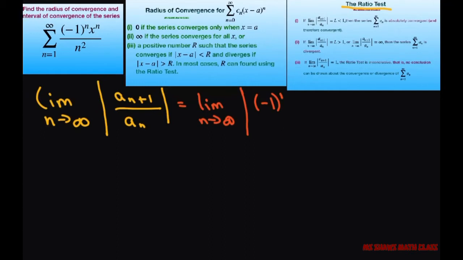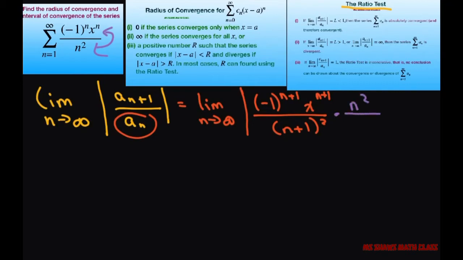So we're going to have n plus 1 times x to the power of n plus 1 divided by n plus 1 squared. Then we're going to divide by a sub n. That's the same as multiplying by the reciprocal. So that's going to be times n squared divided by negative 1 to the nth power times x to the nth power. All right, let's simplify this, and we're going to get the limit as n approaches infinity.